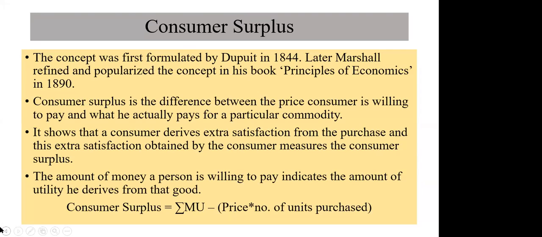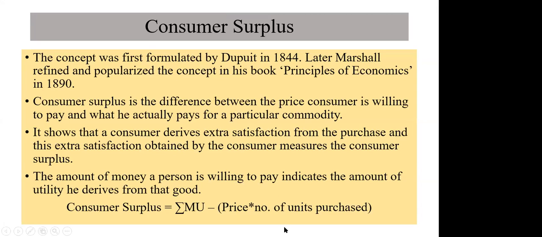So consumer surplus is equal to what the consumer is willing to pay minus what he actually pays. Now consumer surplus can also be defined by this particular formula which I have given here, which is summation of MU, which is marginal utility, minus price into number of units purchased. Why so? We know that summation of marginal utility is equal to total utility. And I have already said that the amount of money a person is willing to pay indicates the amount of total utility.